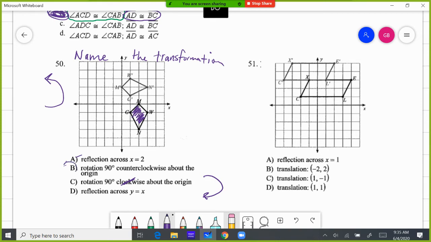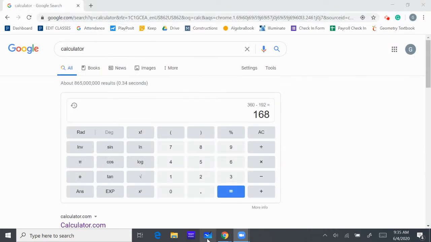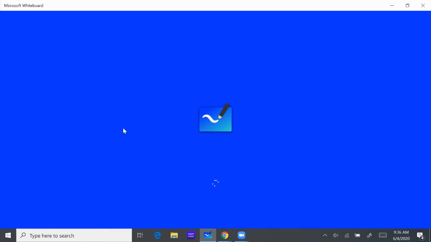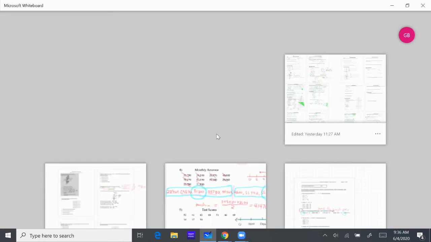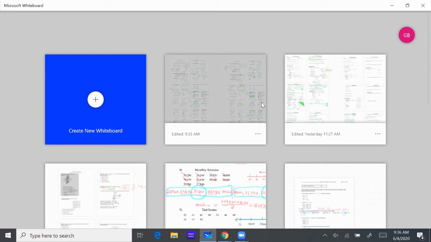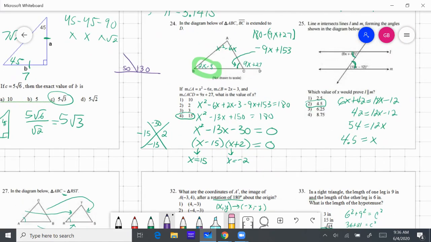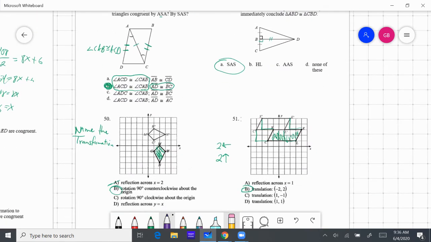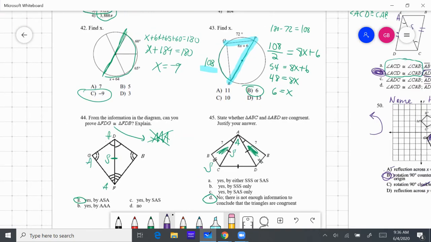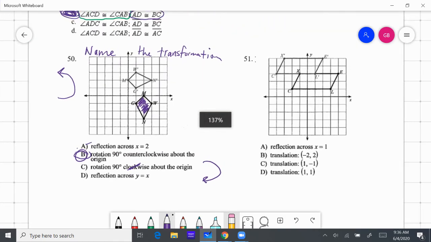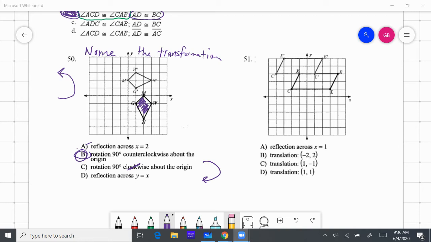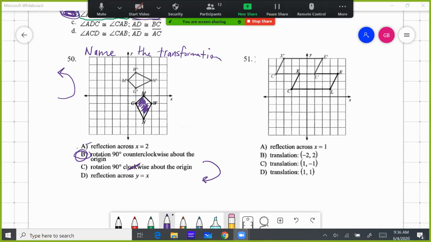Hold on, this thing is kind of slow right now. There it is. Give me 1 minute. Okay, I restarted it. Hopefully it speeds up. Okay.